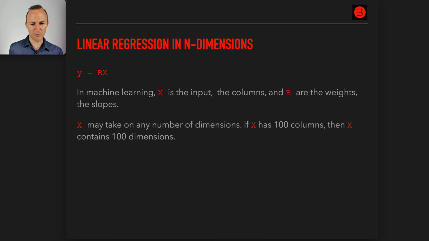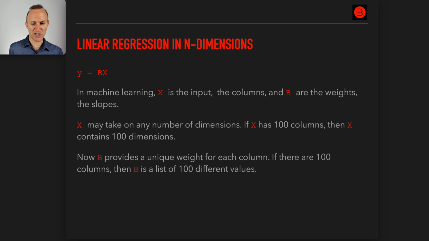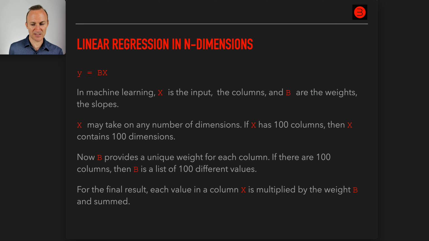X may take on any number of dimensions. If x is 100 columns, then x contains 100 dimensions. Now b provides a unique weight for each column. If there are 100 columns, then b is a list of 100 different values. For the final result, each value in a column x is multiplied by the weight b and summed.